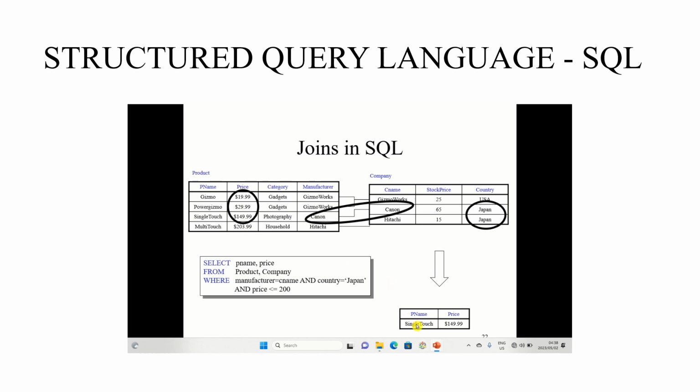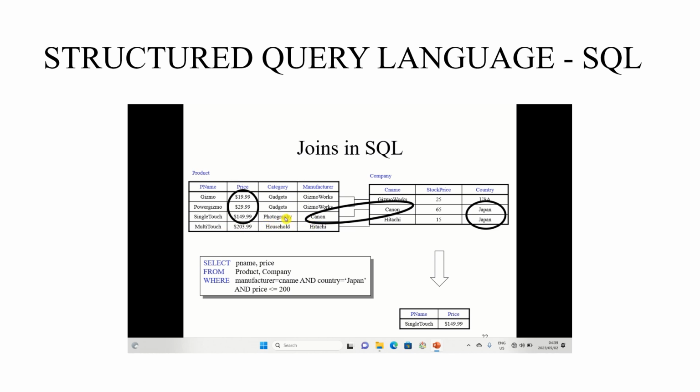So singly touch 149, singly touch 149 US dollars, because it's less than 200, and singly touch belongs to Japan. Look at the connection between the two, the connecting attributes. Canon. See, Canon belongs to Japan. Okay. Yes, 149. Yes, 149 singly touch.